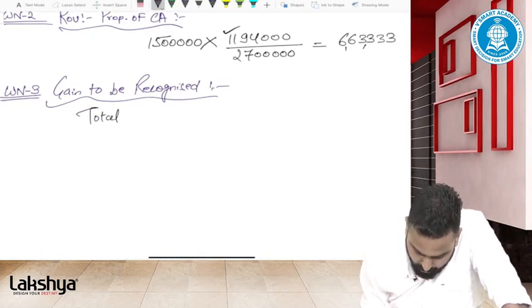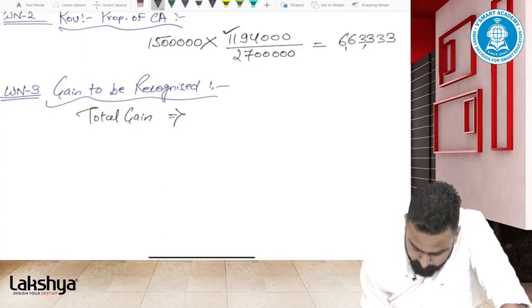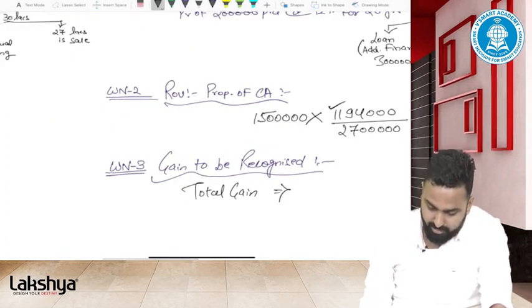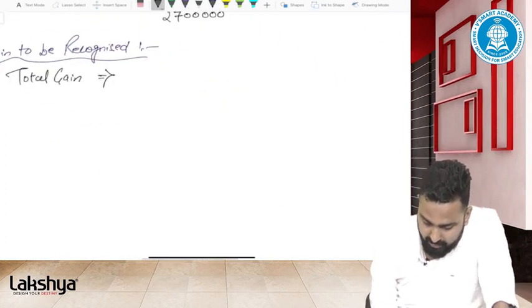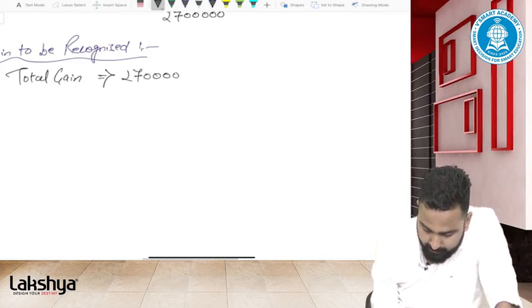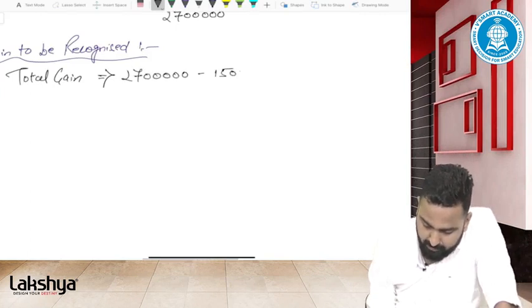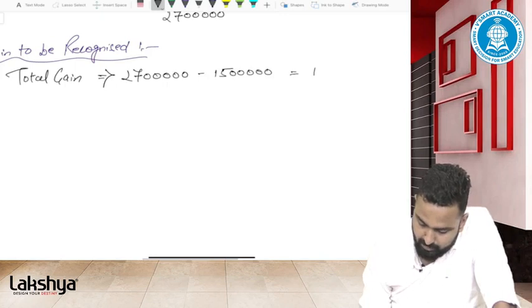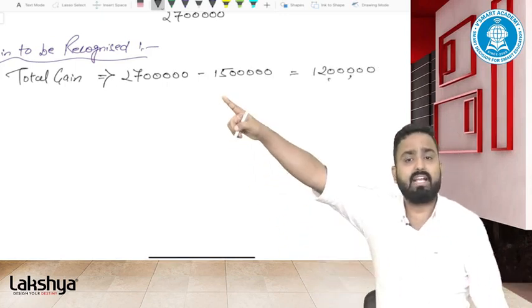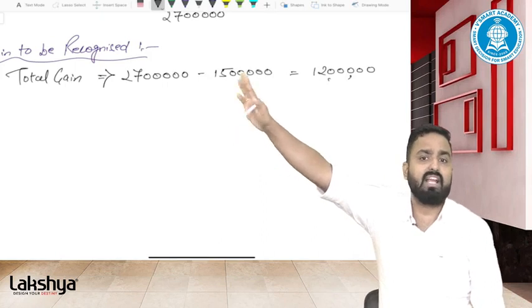First of all, calculate the total gain. Tell me, what is the total gain? The total gain would be 27 minus 15, which is 12 lakh. Simply because 3 lakh is the additional finance, we cannot consider 3 lakh as a part of gain.